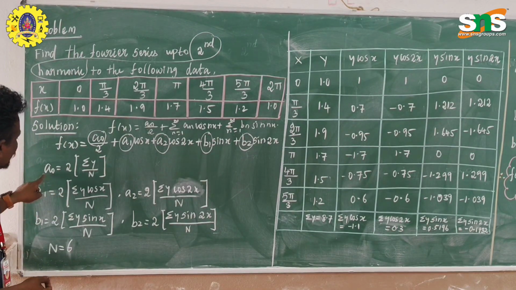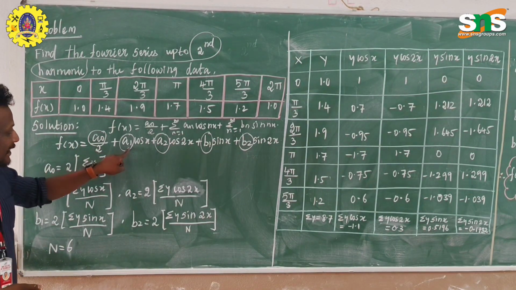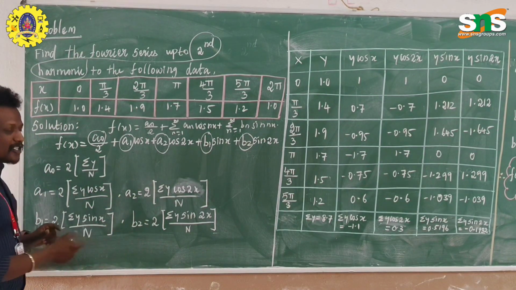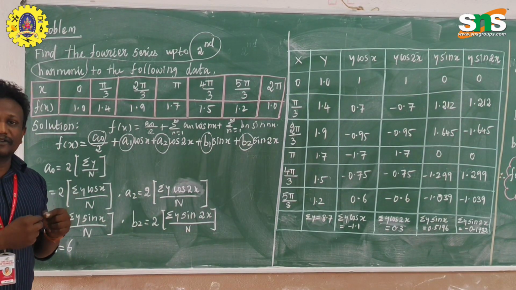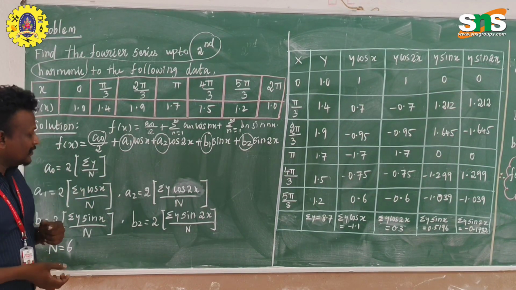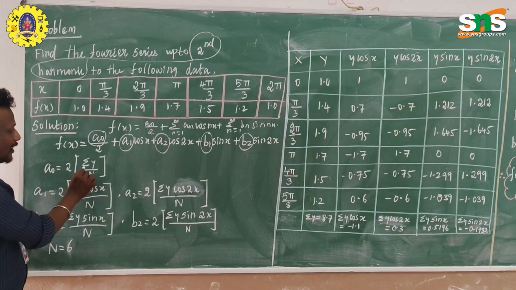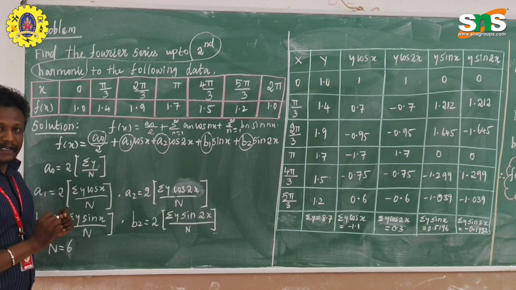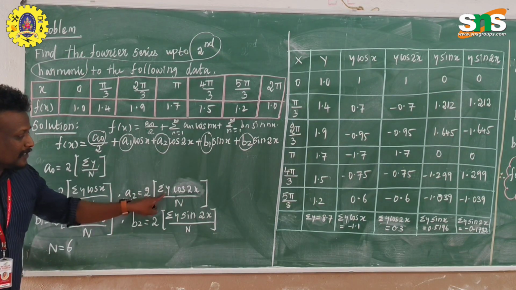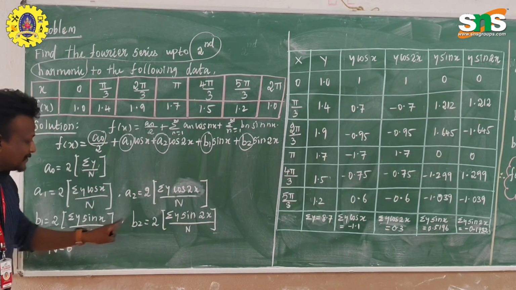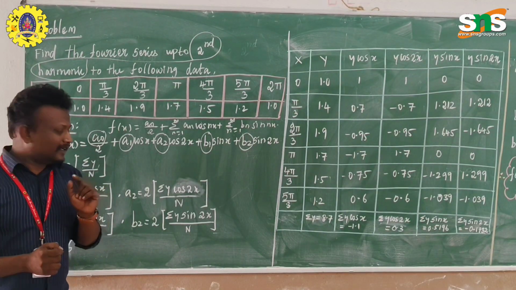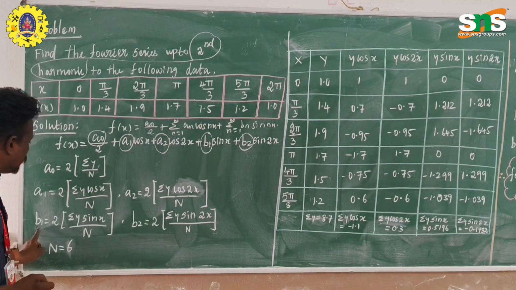Here we have the formulas to find A naught, A1, A2, B1, B2. I have expanded these formulas from the general formula in terms of the first harmonic and second harmonic. To find A naught, we require summation y, right? To find A1, we require summation y cos x. Similarly, summation y cos 2x, summation y sin x, and summation y sin 2x. All these things we require to find A0, A1, A2, B1, B2.